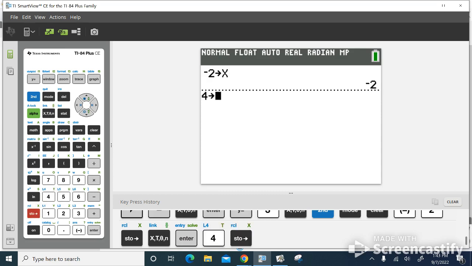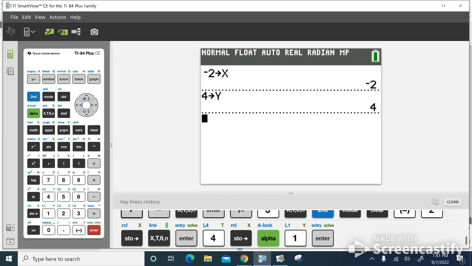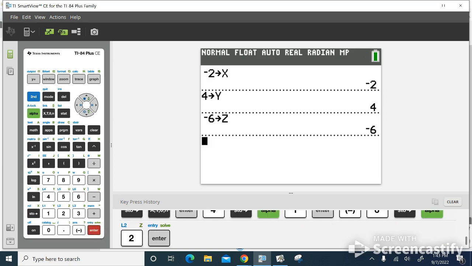Have you ever noticed or seen on your calculator, you got the whole alphabet here in order? Everyone see where the Y is? Right above the 1. So I go alpha 1, 4, store that in for Y, enter. And then what am I storing in for Z? So -6, store that in. Everyone see where Z is? Right next to XYZ. Alpha 2. So anytime the variables X, Y, and Z pop up, it will plug those numbers in.